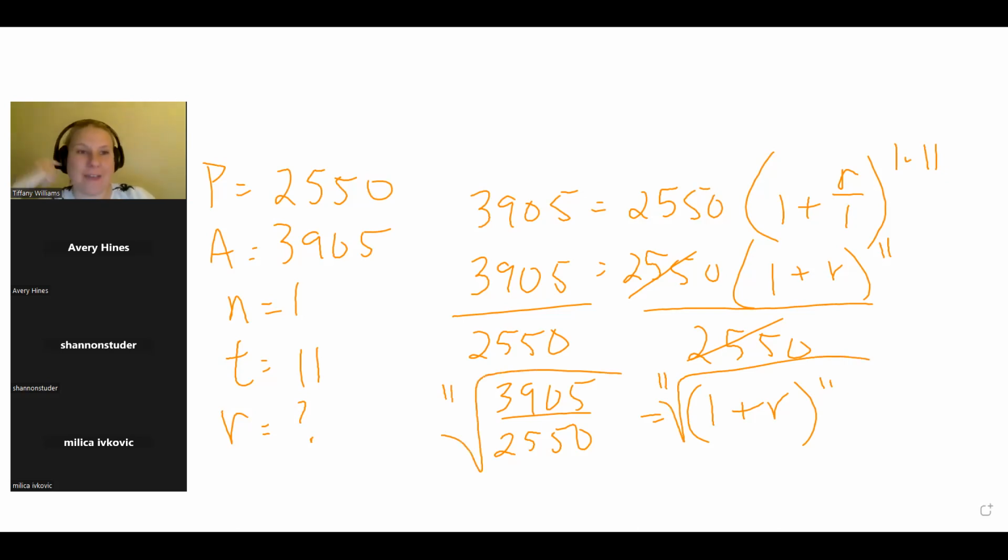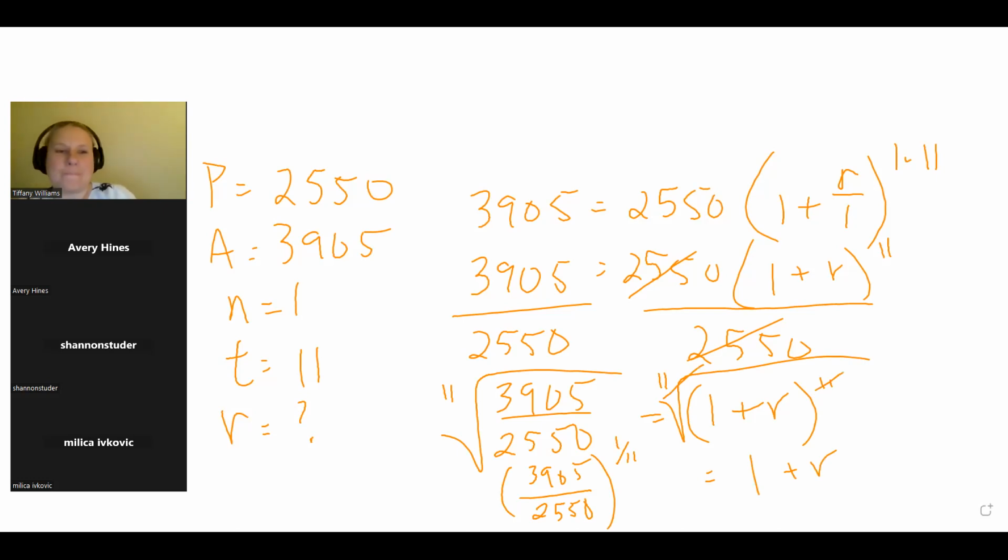Guys, remember the 11th root is the same thing as raising something to the 1 over 11. That comes back from our exponential rules. I'm probably going to end up writing this 1 over 11 here in a second when I go to punch this in on Desmos. So now we've got 3905 over 2,550 raised to the 1/11th equals 1 plus R. So this canceled this out.